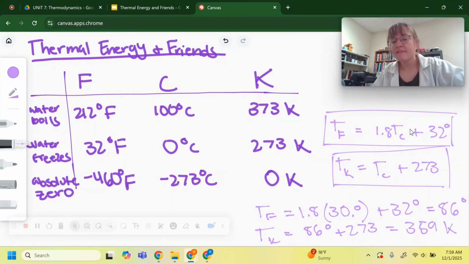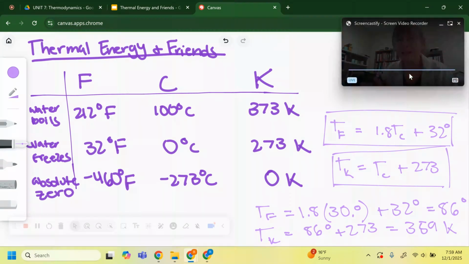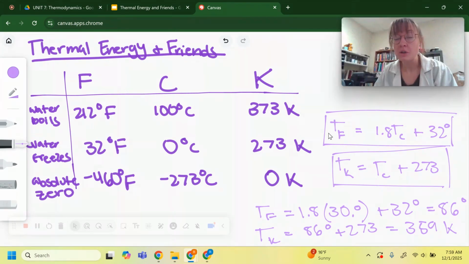If I gave you a temperature in Fahrenheit, you could convert it to Celsius by doing just a little bit of algebra. You'd subtract 32 from both sides and divide both sides by 1.8 to get the temperature in Celsius. In general, I like to think that a normal room temperature in Celsius is in the 22 to 25 range. That's how I base my understanding of what's warm and what's cold in Celsius, because Celsius is a little bit unfamiliar to us.